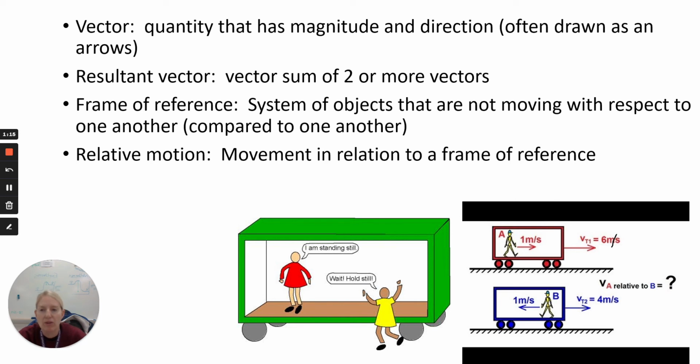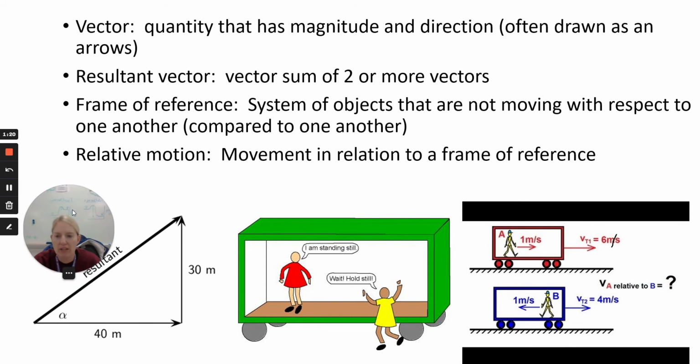When we have more than one vector, we have what's called a resultant vector. That's referred to as the vector sum of two or more vectors, even though we'll see it's not necessarily always adding vectors together to determine the resultant vector.